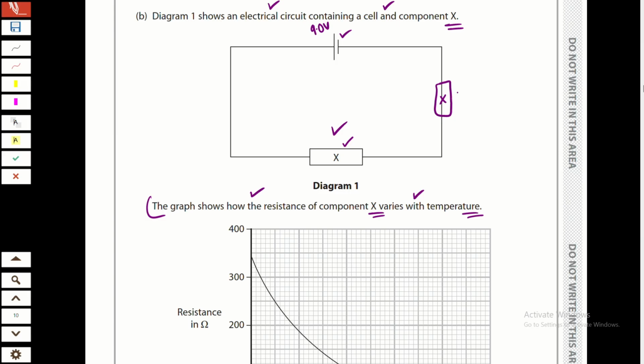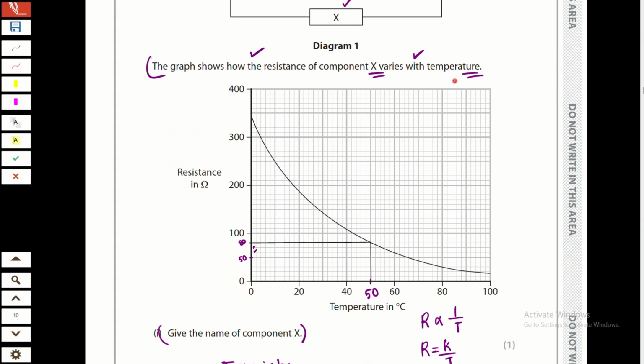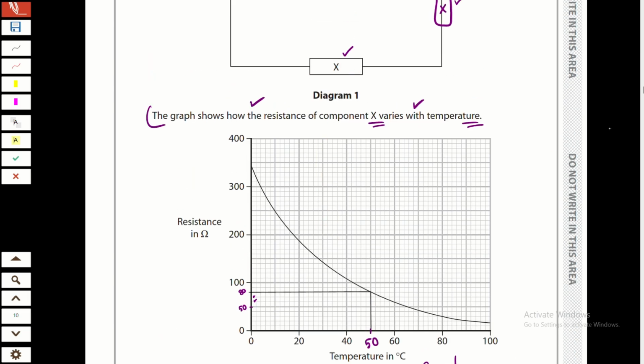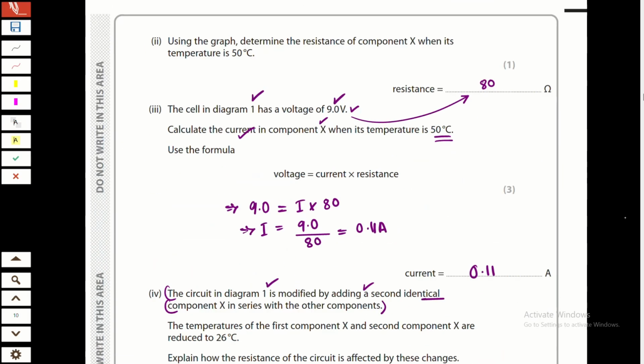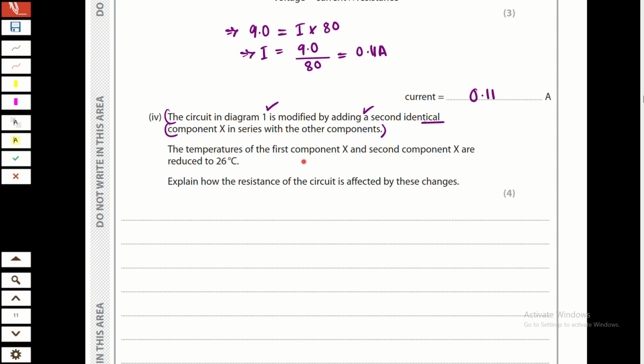So this one's a thermistor, hence this one is also a thermistor. And these two thermistors are identical because that's what the question has told us. In other words, if this thermistor follows a resistance against temperature graph like this, then this one also follows the same graph, since both of these thermistors are identical.